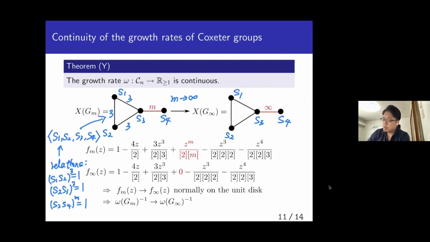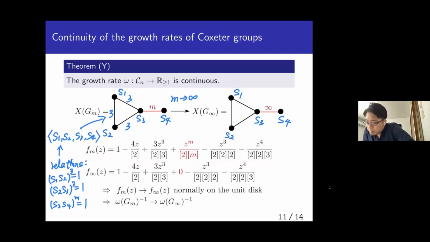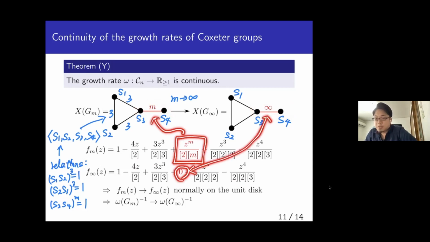And for Coxeter groups, the growth series of a Coxeter group can be expressed as a rational function by using what's called Steinberg's formula. These two formulas mean that this is the growth series of GM, and the right-hand side denotes the rational function. I don't explain in detail, but I would like to note here that the difference between these two expressions comes only from the relations corresponding to these two edges. So here corresponds to this relation, and here corresponds to this relation.